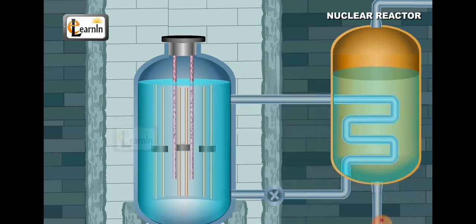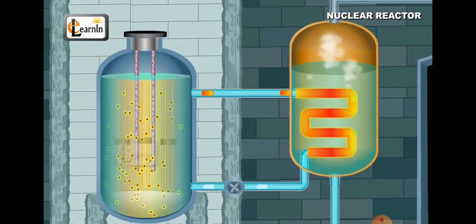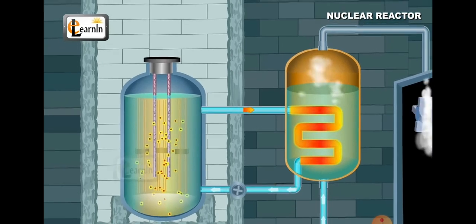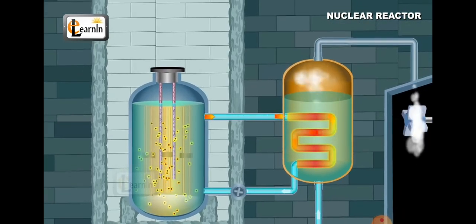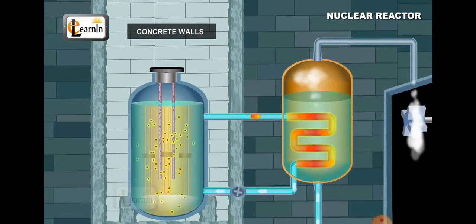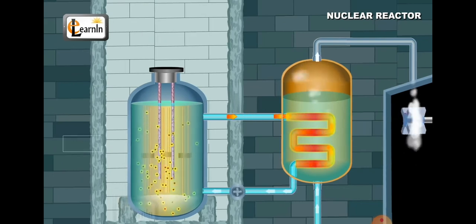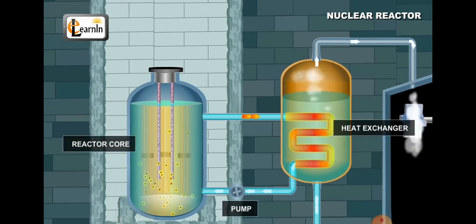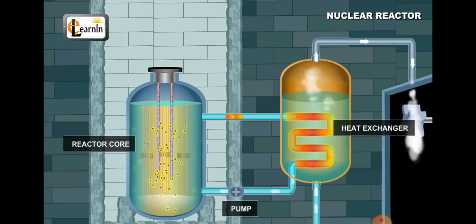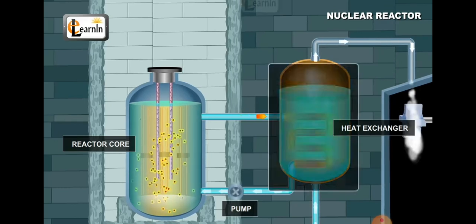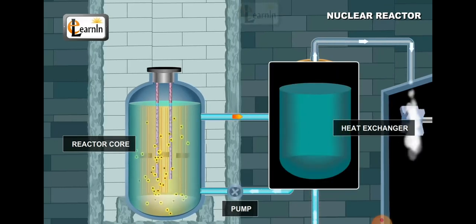Now that we know the components of a nuclear reactor, let's understand the working of a nuclear reactor. It's usually enclosed in a shield made of thick concrete walls. It consists of a reactor core, pump, and heat exchanger. The reactor core and pump are placed in contact with the water, which is usually the heat exchanger in these reactors.